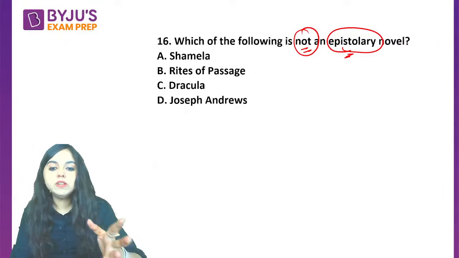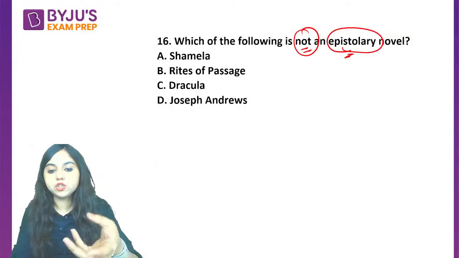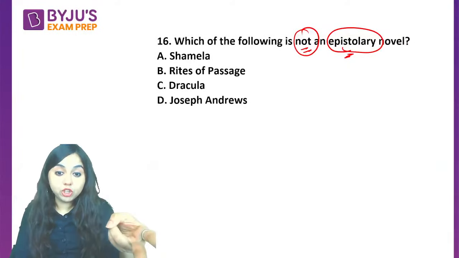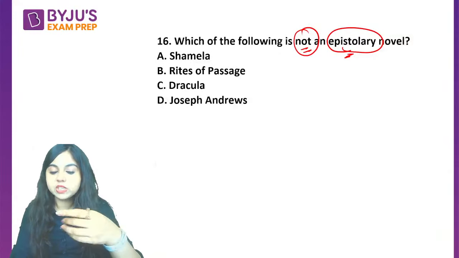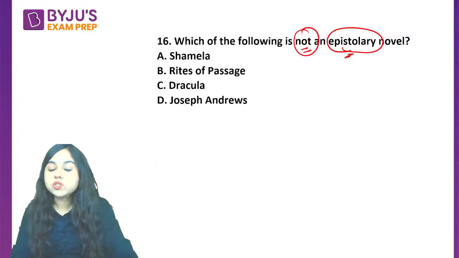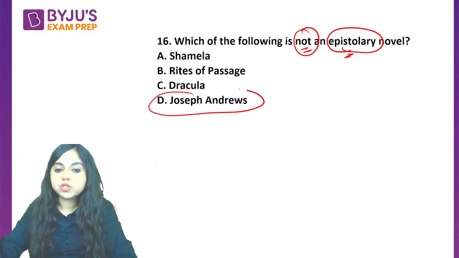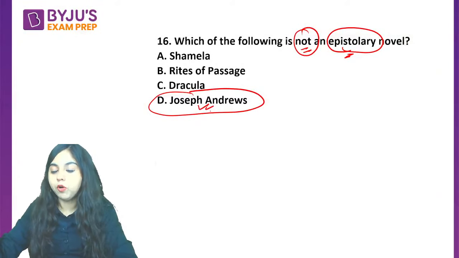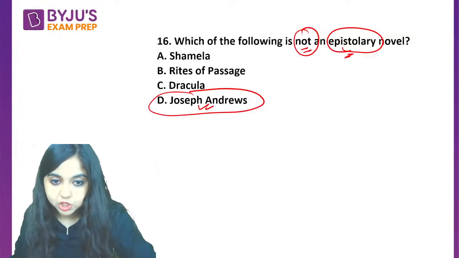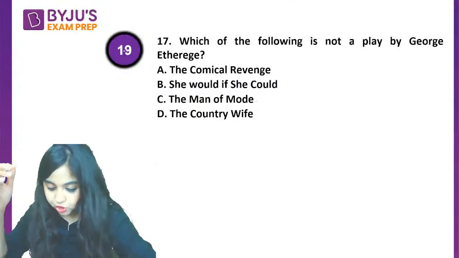Epistolary novels are written in the form of journal entries, emails now, letter writing, documents. Henry Fielding's Shamela, Bram Stoker's Dracula, William Golding's Rites of Passage are all examples of epistolary writings, but Joseph Andrews is not. Joseph Andrews, written by Henry Fielding, is not in epistolary format. In Frankenstein also, letters are exchanged.